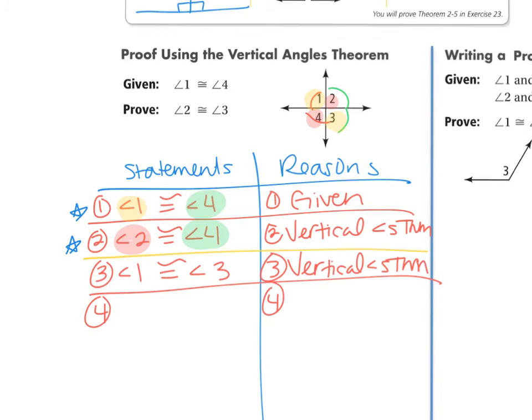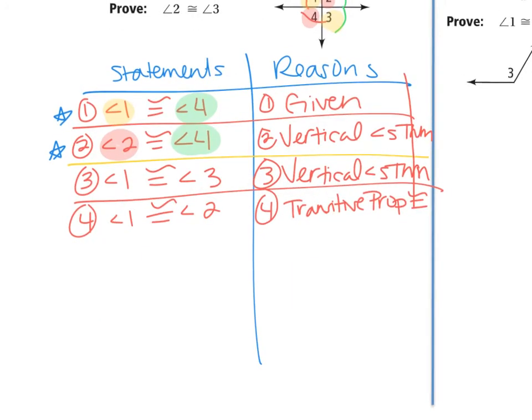Well, since they're both congruent to angle 4, they must also be congruent to each other. So angle 1 is congruent to angle 2. And that's the transitive property of equality. Or sorry, congruence. We have a congruence symbol, so it's of congruence. The next one.